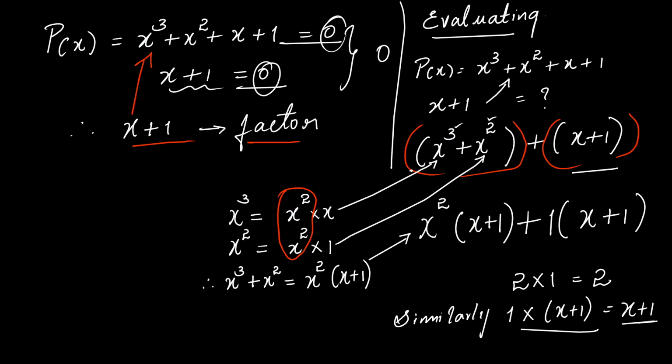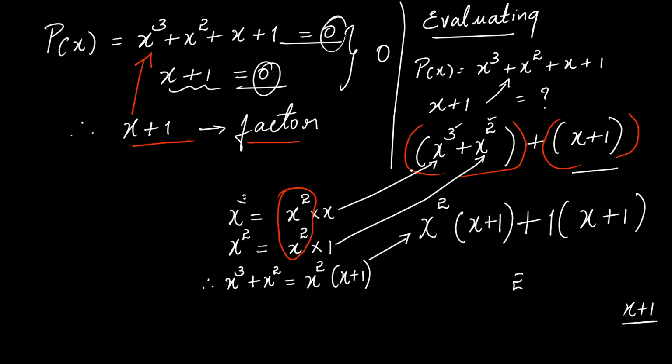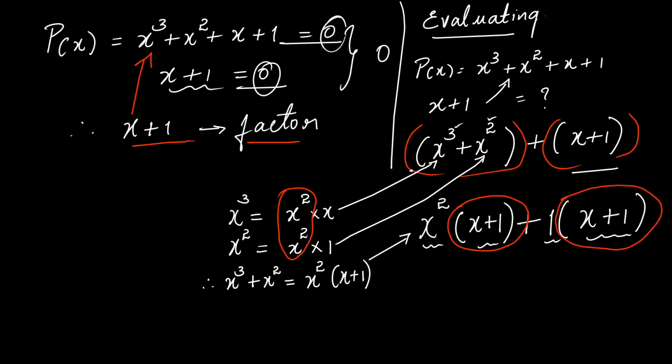And how will we write it here? Now the expression becomes x square times x plus 1 plus 1 times x plus 1. Now we got the whole expression. In both the terms we have x plus 1, so take x plus 1 as common. We will keep it outside the bracket. By taking x plus 1 outside, the expression becomes x plus 1 multiplied by x square plus 1.